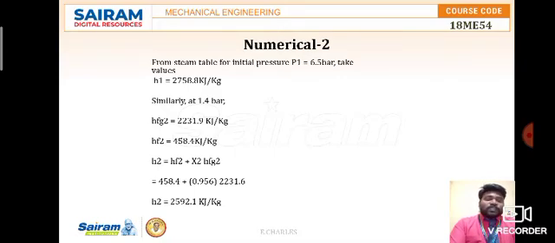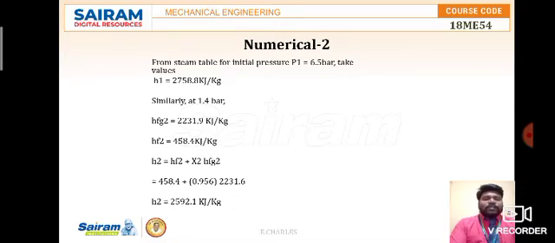In the steam table, at 6.5 bar, the corresponding initial enthalpy H1 is equal to 2758.8 kilojoules per kg. Here only H1 is taken because this is dry steam, that means a total steam, so the total amount of heat energy is available in the initial condition.